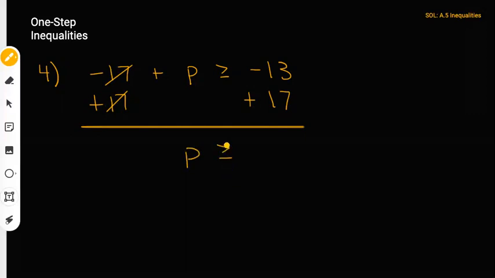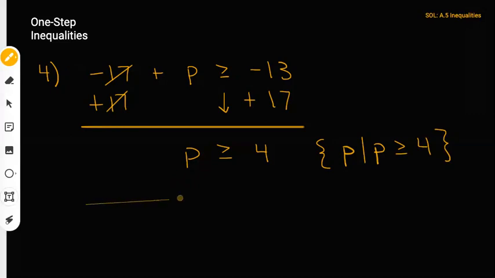I bring down the greater than or equal to symbol, just like it is. And then over here on this side, I have 17 plus negative 13. That's like 17 minus 13, and that's going to give you 4. So p has to be greater than or equal to 4. My solution set is going to be all real x such that x, or actually it's p, so let me back up, all real numbers p such that p is greater than or equal to 4. And that's my solution set.